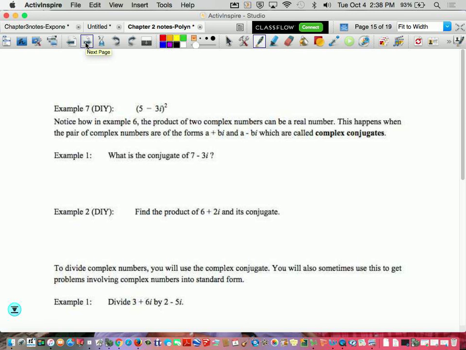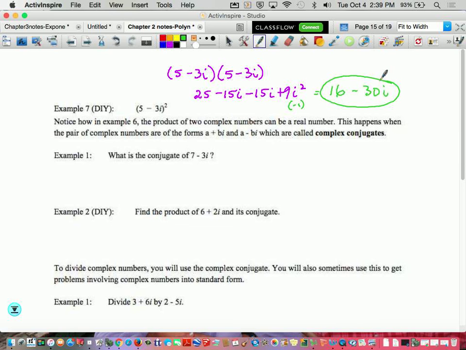Here, if we do example 7, don't forget, let's write it out twice: 5 minus 3i and 5 minus 3i. So there are two of them. Again, pause the video if you want. 25 minus 15i. Then you do minus 15i. Then you do positive 9i squared. Again, i squared is -1. So what you end up with is 25 minus 9, which is 16, and -15i and -15i is -30i. So that would be your final answer, 16 minus 30i.